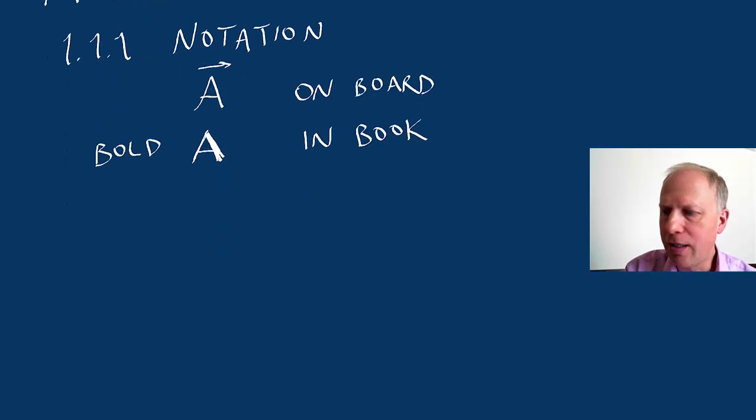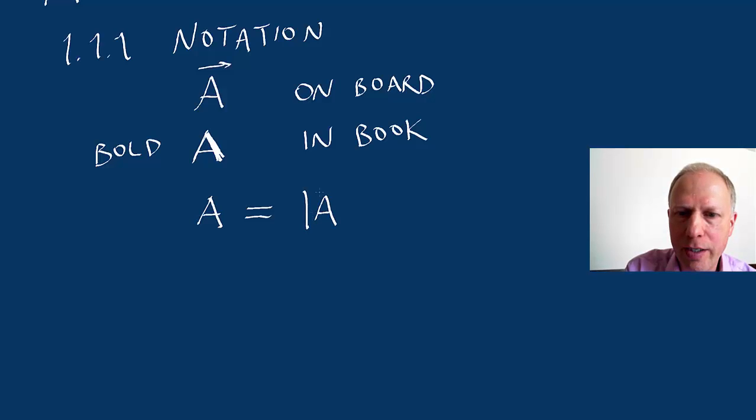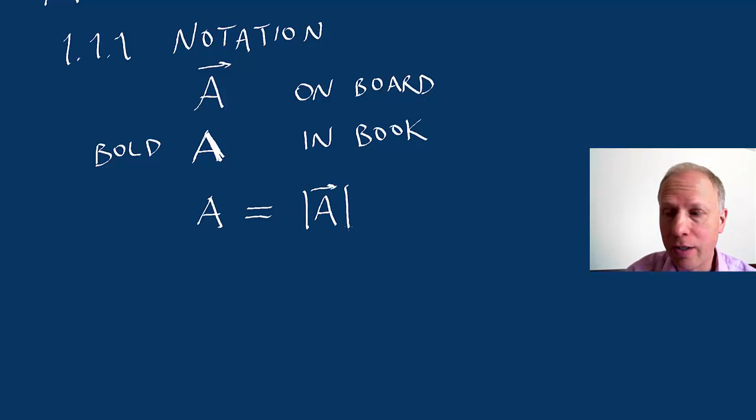The distinctions to be made are between the symbol for a vector and the symbol for its magnitude, which is italic in the textbook, and I'm just writing a letter with no arrow on top on the board. I'm not going to do any bolds on the board. But another way of writing the magnitude of a vector is with two vertical bars.